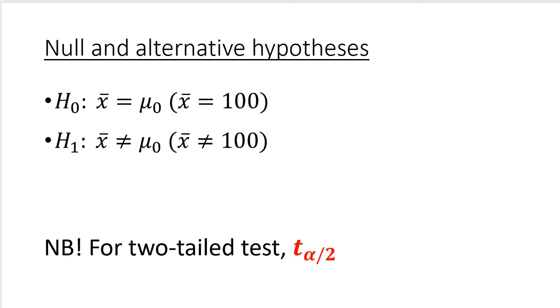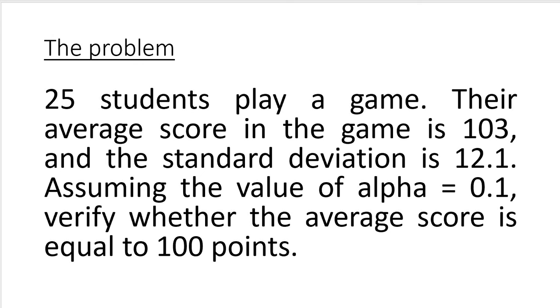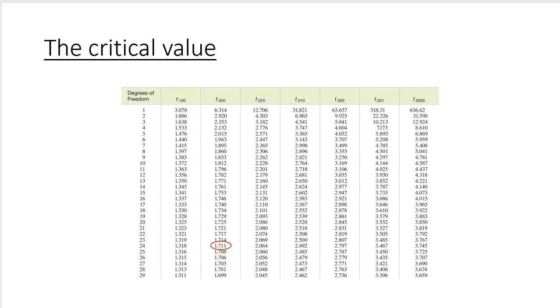So here we assume alpha is equal to 0.1, and when we go and check the table, we are going to select alpha equal to 0.05. We've got 25 students, which means there are 24 degrees of freedom. You should remember that the number of degrees of freedom is equal to the number of observations minus 1, in this particular case at least. So we check the table for alpha of 0.05 and 24 degrees of freedom. The corresponding critical value is 1.711.